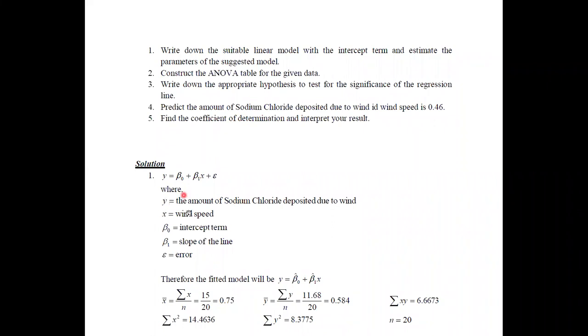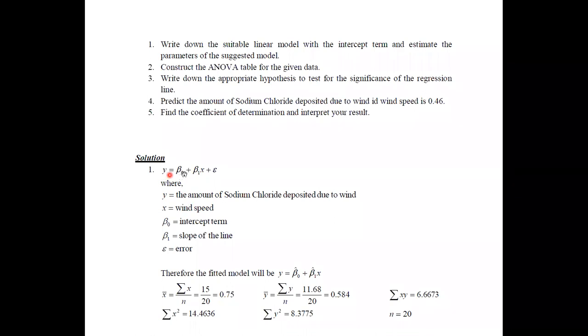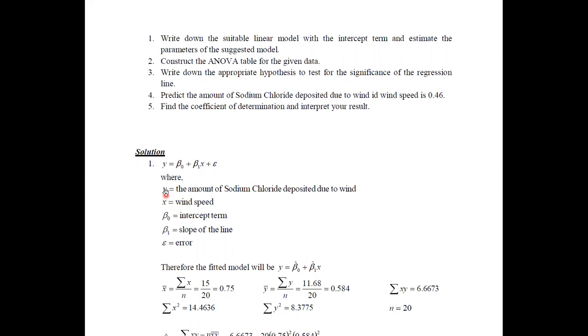Once you interpret them, you can see that the intercept is included in this model, since it is asked. In general, we include the intercept term, but in some special cases you may identify models without the intercept term. Here we have y and x, beta naught is the intercept term, beta 1 is the slope of the line, and epsilon stands for the error of this model.